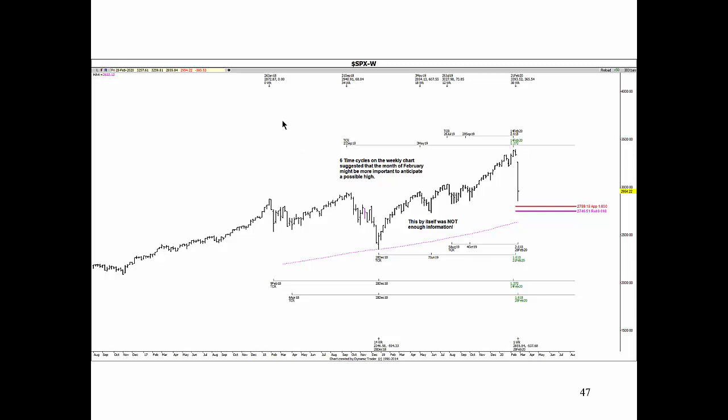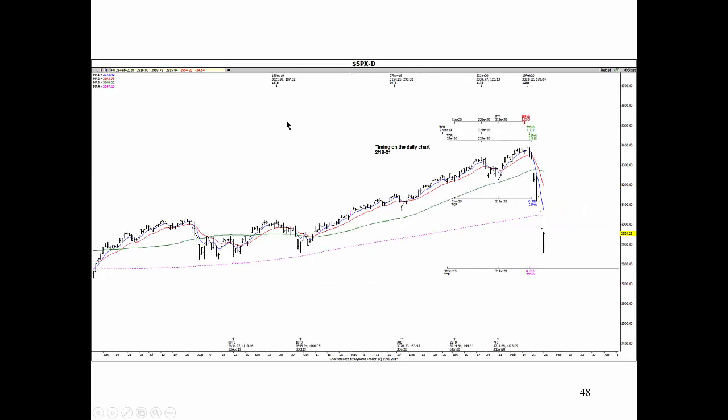So what we actually had to do was fine-tune it down to the daily chart, and this is where the timing came in that overlapped the weekly timing. These are just some of the smaller cycles, but between 218 to 21, the actual high was made on the 19th, and here are the cycles. You can go back and find those yourself also. And that was the heads up that we might be terminating the move. And when the 5 crossed below the 13, that's typically a get out signal.